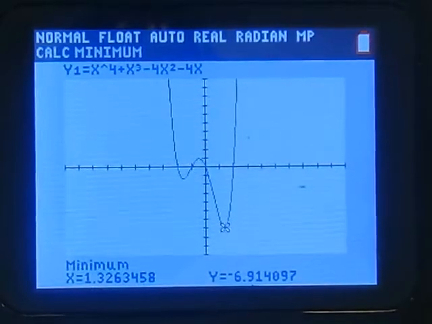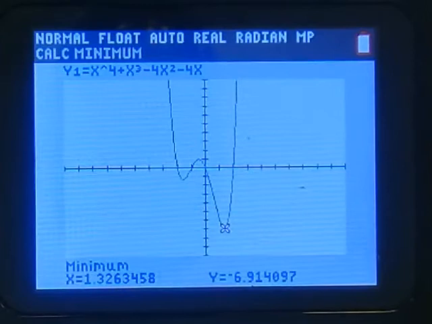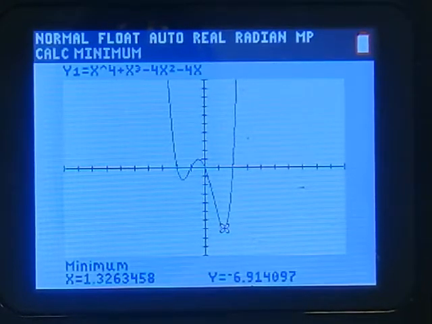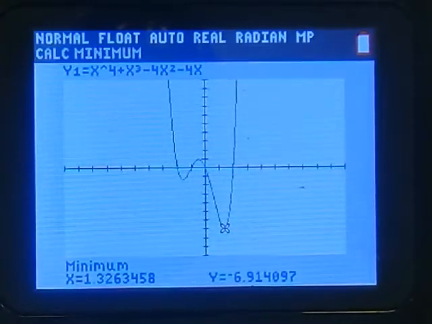And I got another minimum at the ordered pair. Notice the cursor is blinking right at the bottom there. At 1.3, negative 6.9. So I've got another minimum.